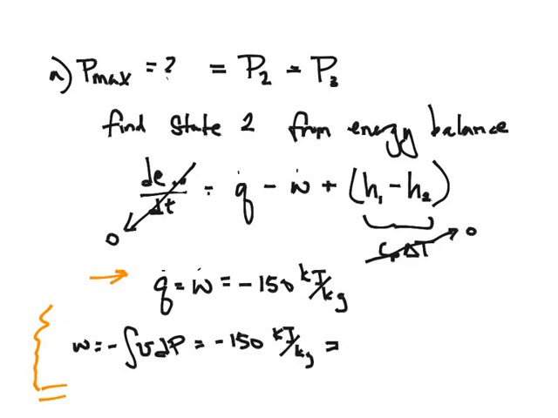So what we get when we integrate for our open system work, let me rewrite this, is 150 kilojoules per kilogram equals the integral of V dP. All right, going to the next page.